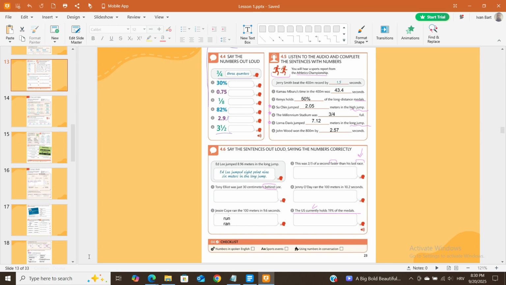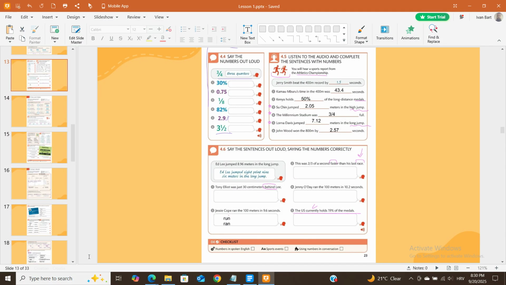This was 2/3 of a second faster than his last race. Jenny O'Day ran the 100 meters in 10.2 seconds. Jessie Cope ran the 100 meters in 9.6 seconds. The US currently holds 19% of the medals.